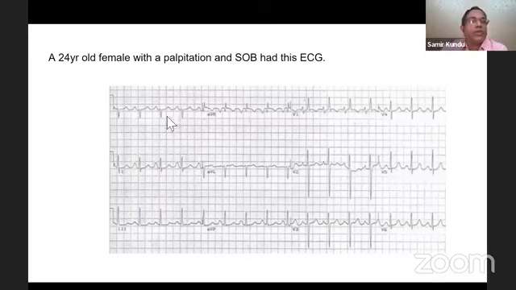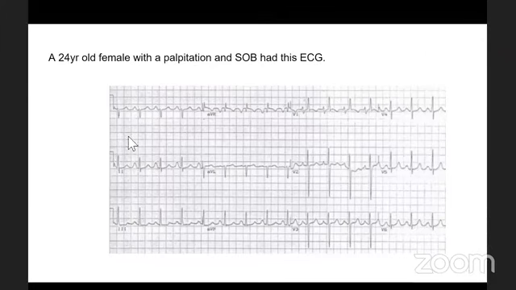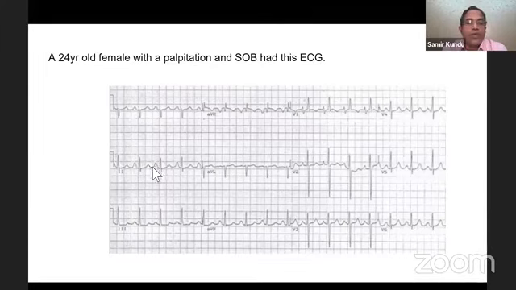This is a 24-year-old female with palpitation and shortness of breath. In this ECG, there is a right axis deviation, and the P wave is increased in amplitude and duration. In V1, the P wave is biphasic, with the positive portion more than 1.5 millimeters, and the negative terminal force more than 1 millimeter in depth and more than 40 milliseconds in duration. There is also a tall R wave in V1. So this is the ECG of biatrial enlargement and right ventricular hypertrophy, in a case of rheumatic heart disease with mitral stenosis and severe pulmonary hypertension. So this is biatrial enlargement.